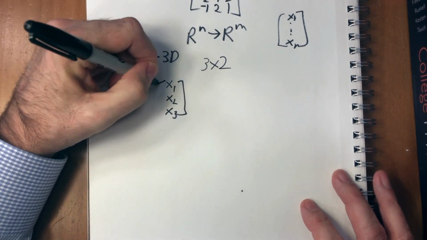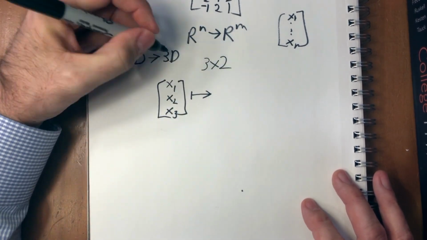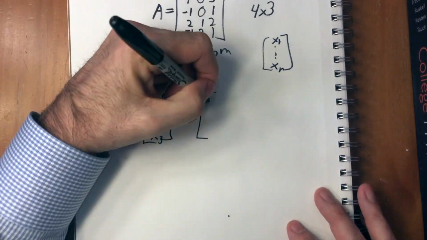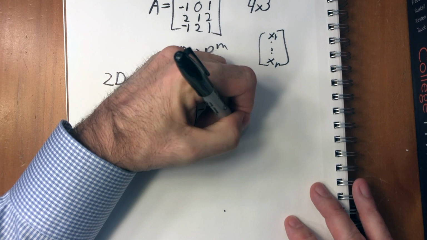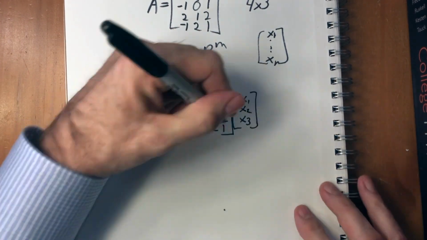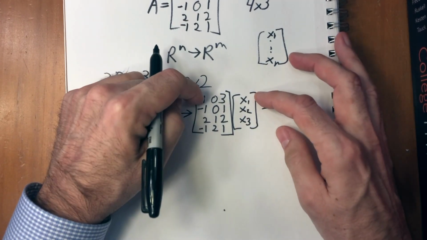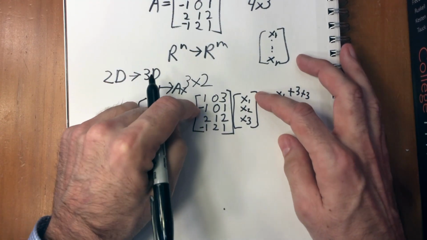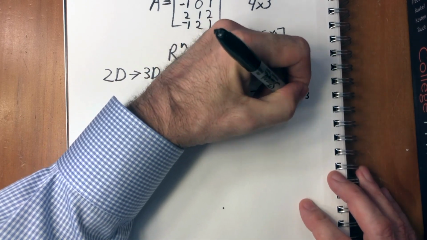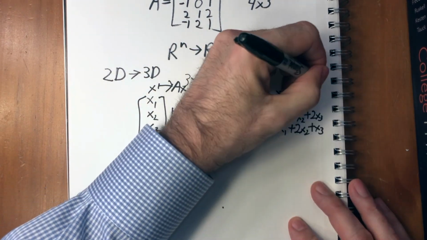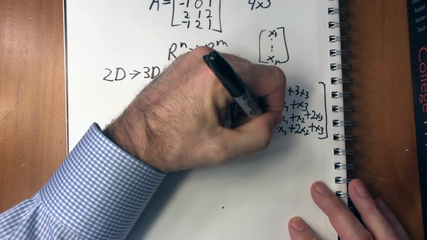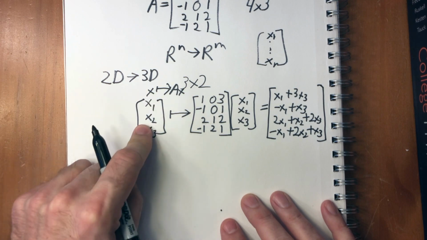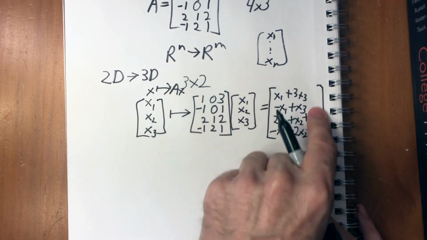If we have x, and we want to remember, we're going from x to Ax, right? So next is A, and then x. So how does this work? What do we end up with? We have x1, 0, and 3x3, minus x1, 0, and x3. So A translates a vector in R3 into a vector in R4 in this way.